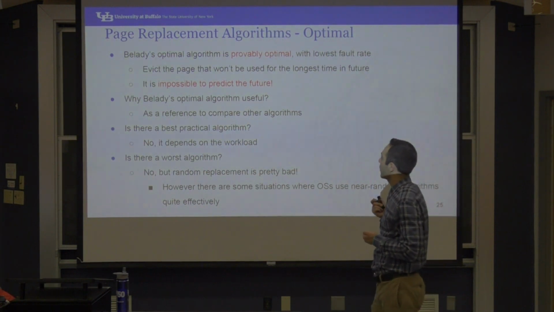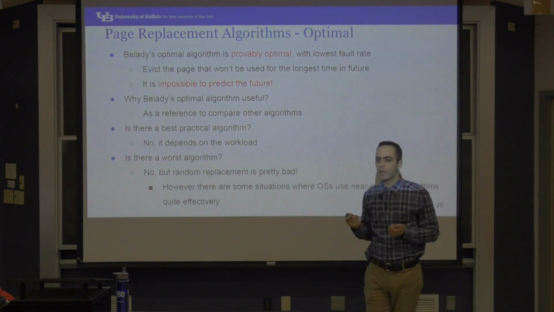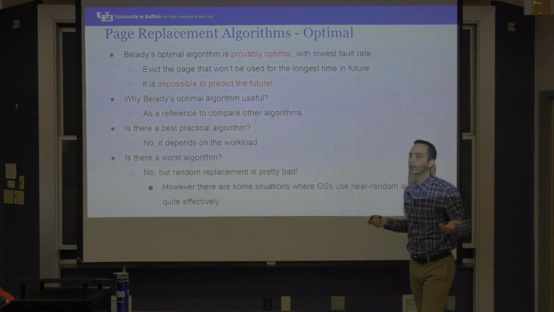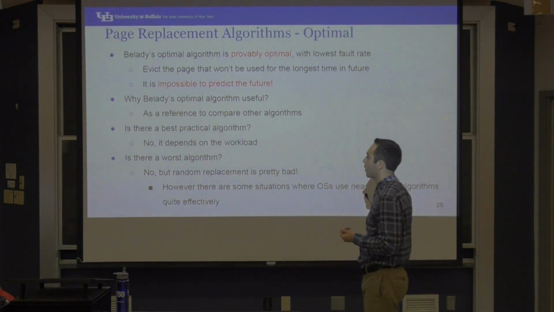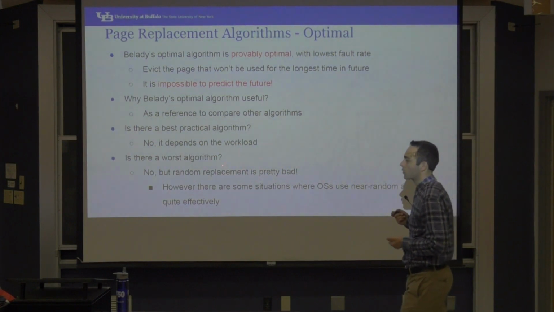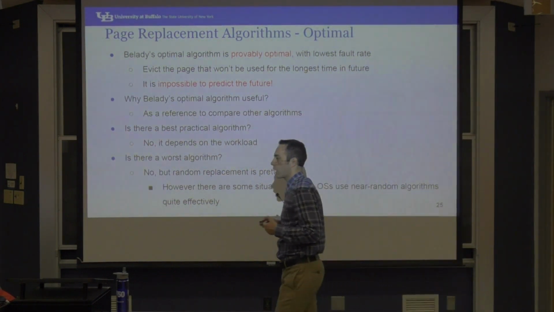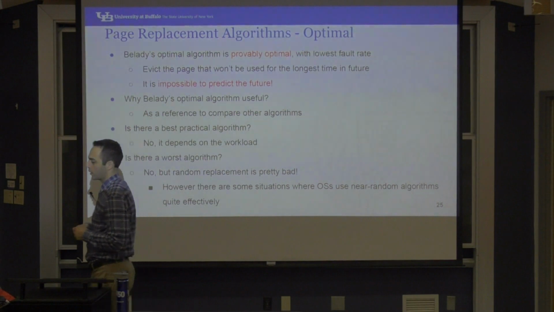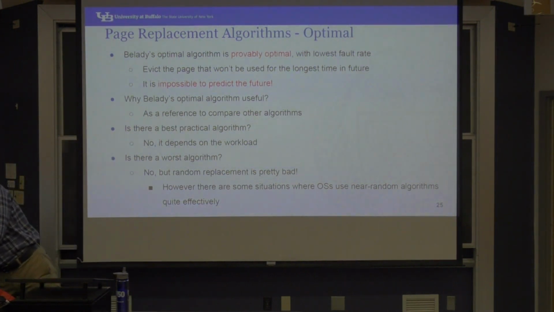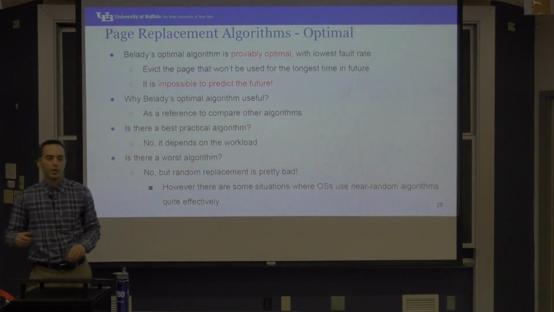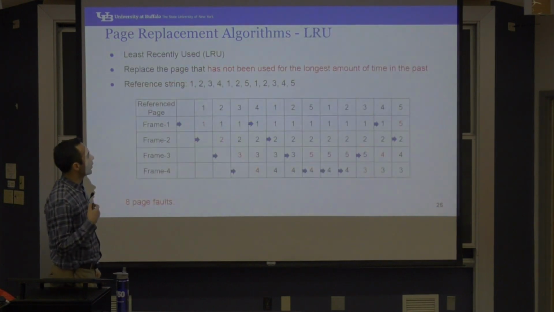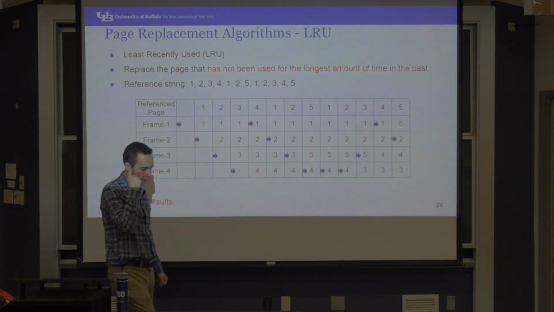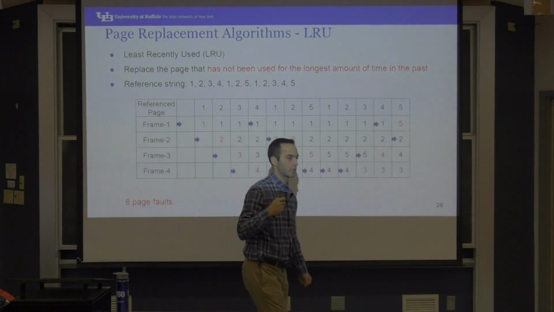So is there any practical best algorithm? No, because it all depends on future accesses, which you don't know, right? Can we do something terrible? Yes, you can just do random replacement, but apparently similar semi-random things are used. This is just interesting to know. Alright, so the next algorithm is LRU, which is least recently used.